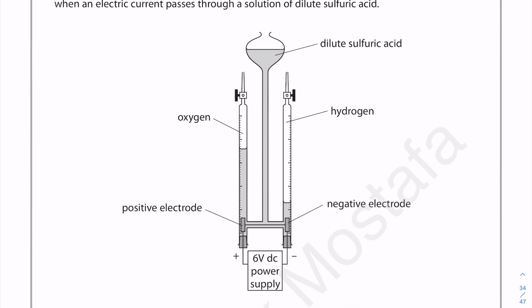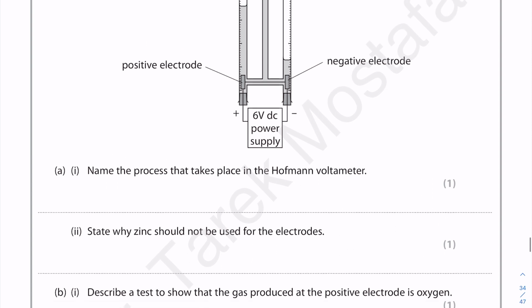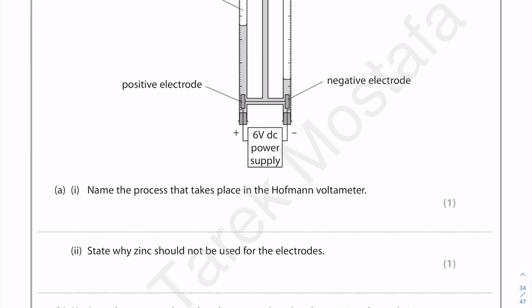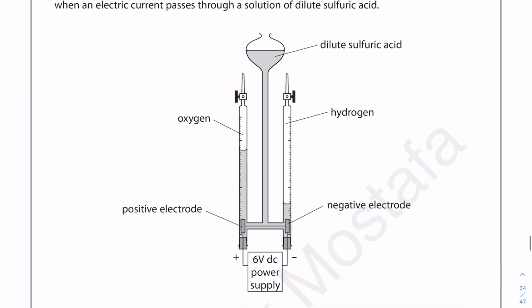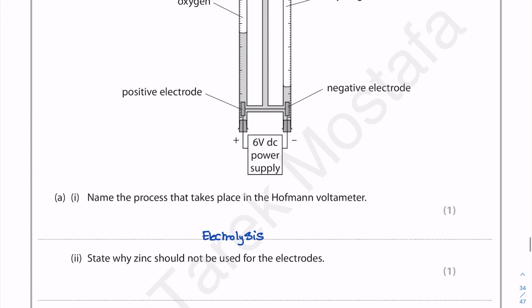Question 24. This apparatus is called a Hofmann voltameter. It's used to collect the gases produced when electric current passes through a solution of dilute sulfuric acid. Question A1. Name the process that takes place in the Hofmann voltameter. Of course, this is electrolysis. There is a power supply, a cathode and an anode, negative and positive, so electrolysis happens. And I have an electrolyte inside, which is dilute sulfuric acid.